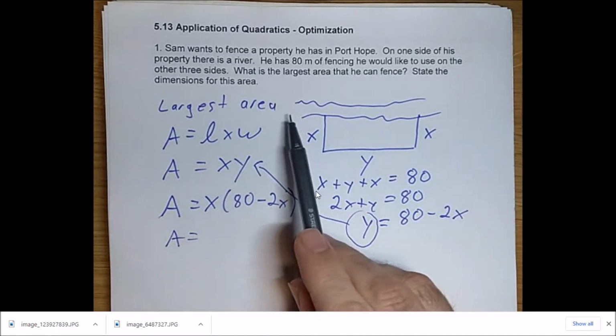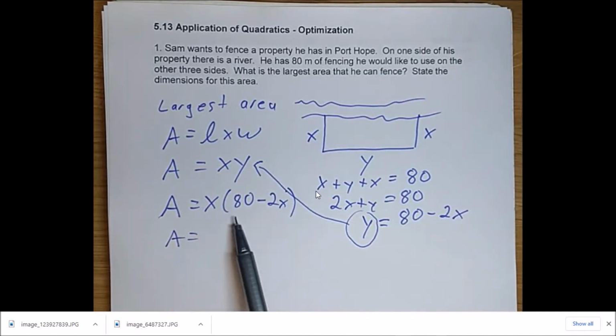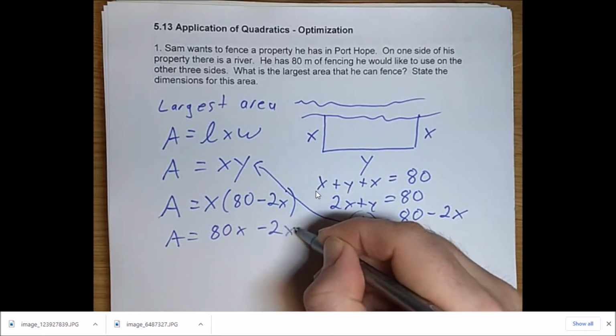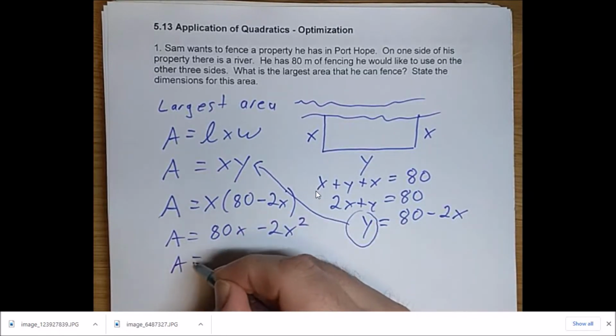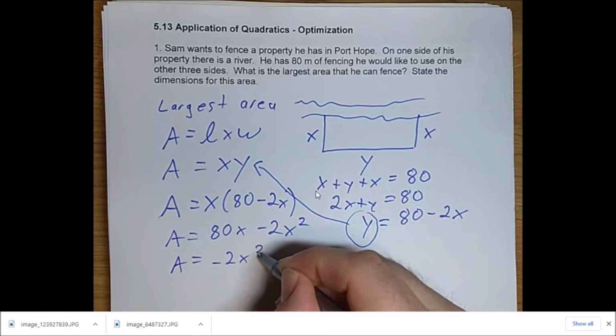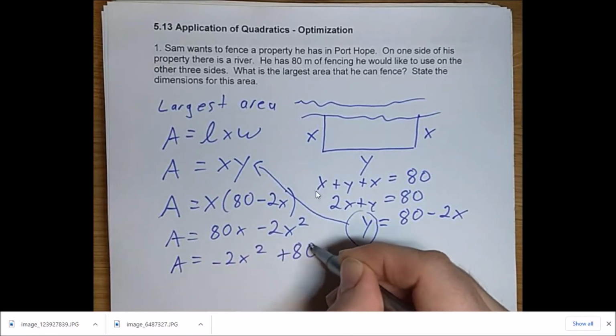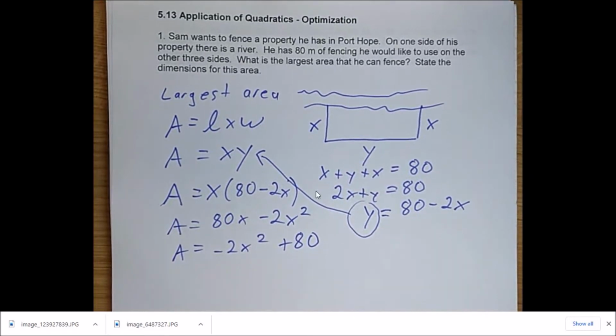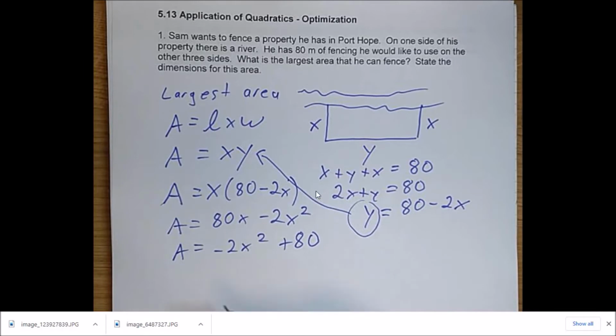And I guess we want the largest area, so we want a maximum. First, we're going to expand it. So you get 80x minus 2x squared. We're going to put it in order: minus 2x squared plus 80x. And this is now an equation. It's a quadratic. It's got squared. Largest area means we want to find the maximum. So we're going to complete the square.